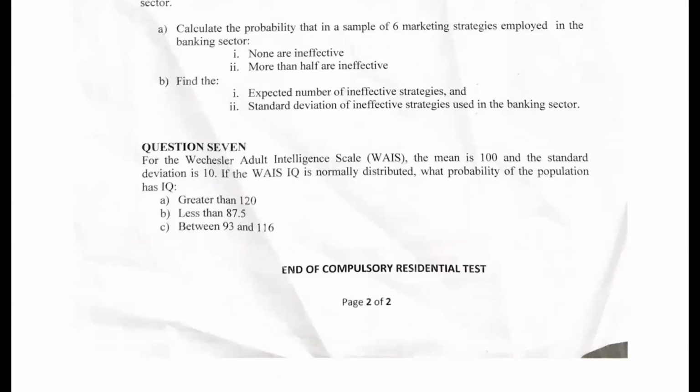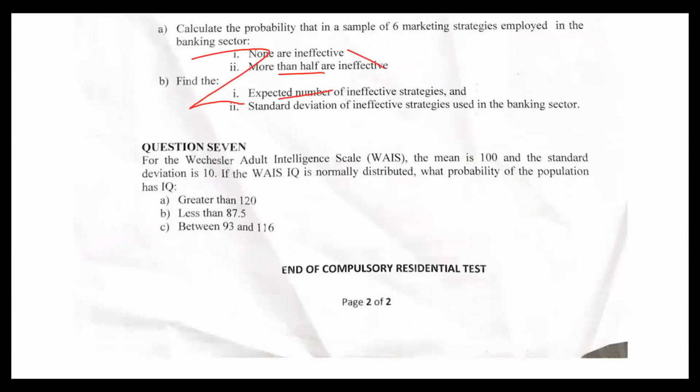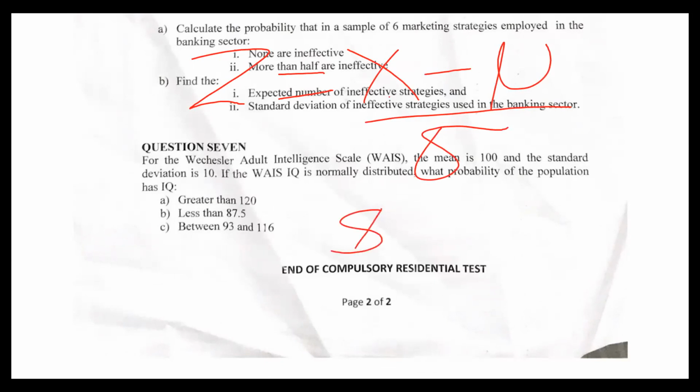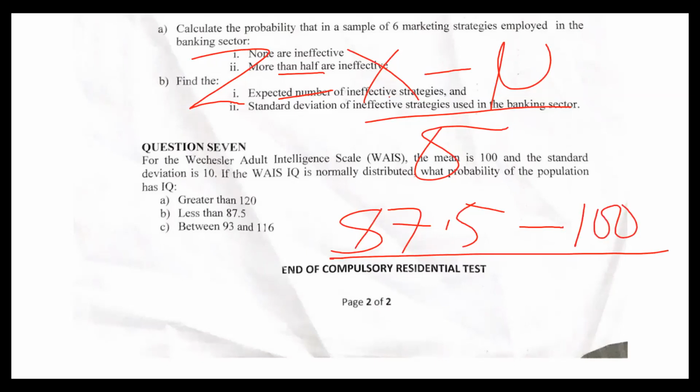The first thing that we do, listen, you'll understand by the time we are done with this one, don't worry. Z is equal to what? X minus mu over the standard deviation, okay? What is your X? Your X is 87.5, right? Minus your mean, 100, divided by 10. What is your Z value?